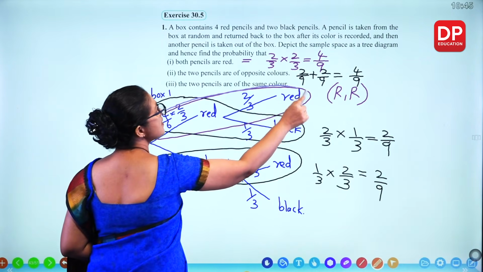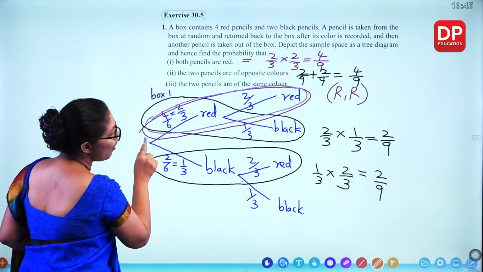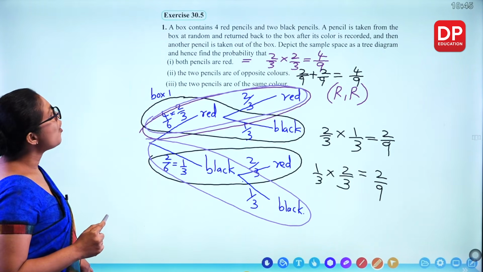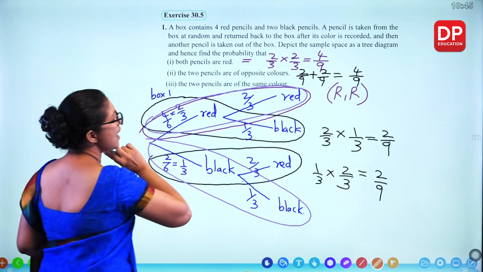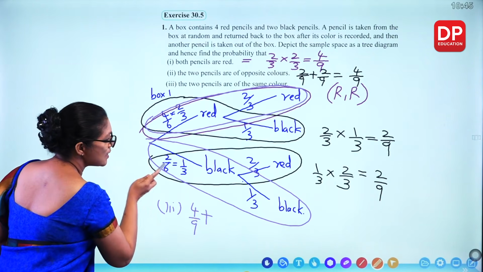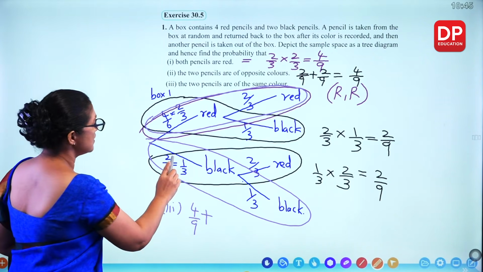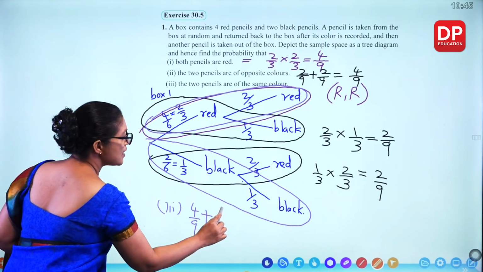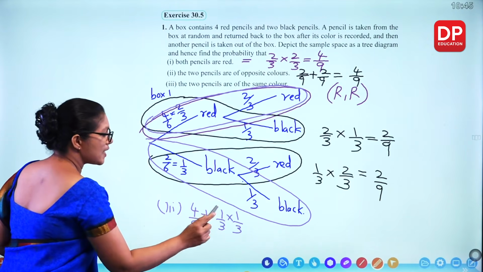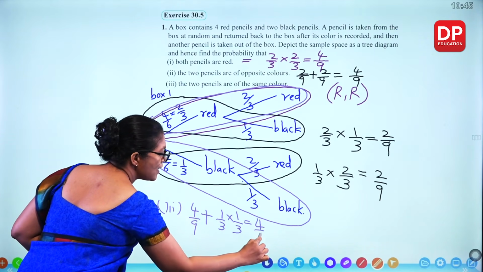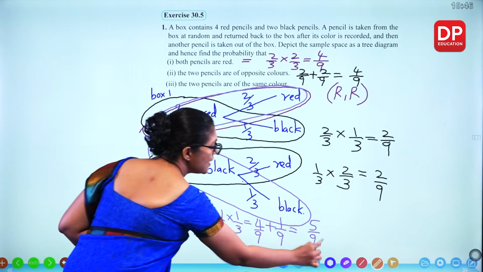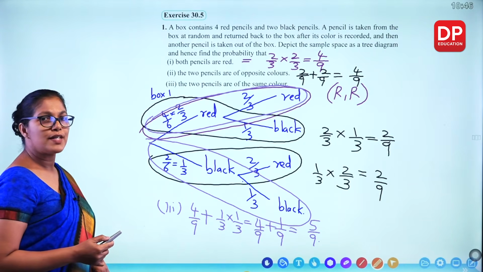Red red, this part, or black black, this one. What's the probability of getting red red? We found that in the previous part, 4/9. So we'll take that one, 4/9, plus getting black black. What's getting black black? Means 1/3 into 1/3, you get 1/9. So we can add these two together. 4/9 plus 1/9 becomes 5/9. So the answer is 5/9.